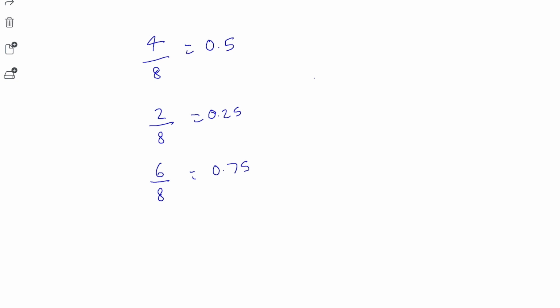Now, what if we had 1 over 8? Well, that would be half of 2 over 8, which would be 0.125. 3 over 8, that would be 0.25 plus 0.125, which would be 0.375.